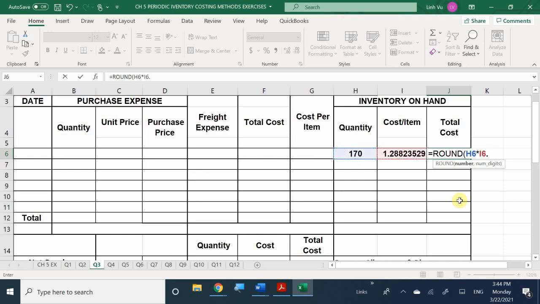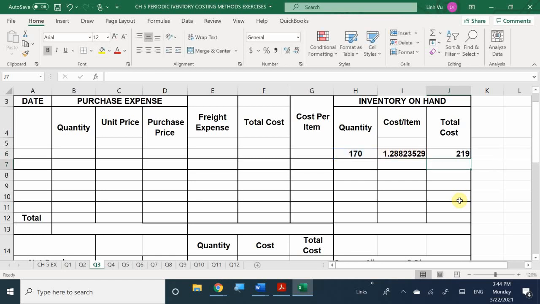Comma 2. That should equal $219. Excuse me. Okay, $219. Right? My internet was lagging a little bit.